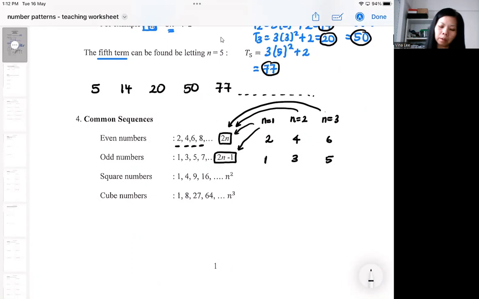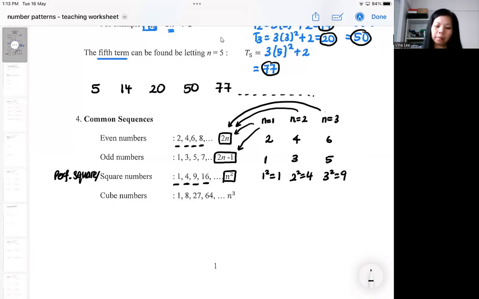Then we have square numbers: 1, 4, 9, 16. Square numbers are also known as perfect squares. That means when n is equal to 1, you get 1 squared. N is equal to 2, you get 2 squared. N is equal to 3, you get 3 squared. Cube numbers will also be known as perfect cubes.